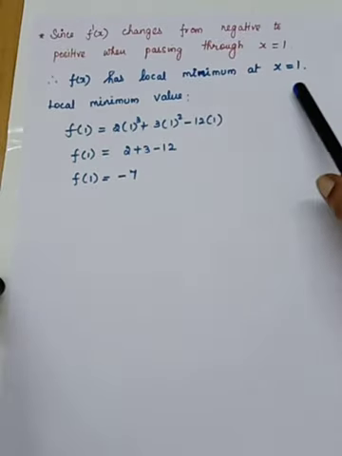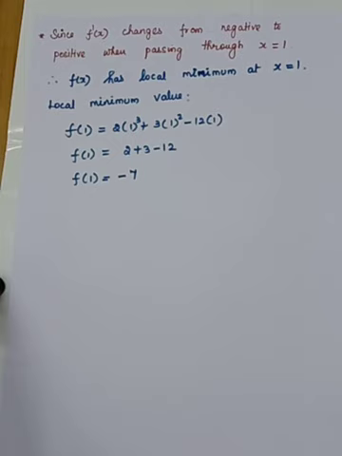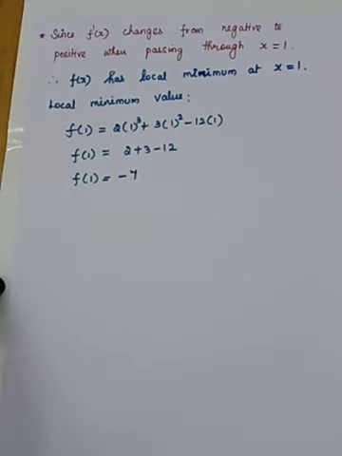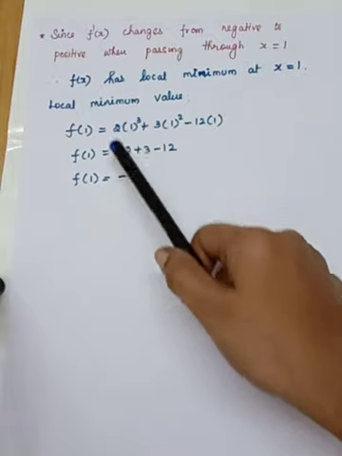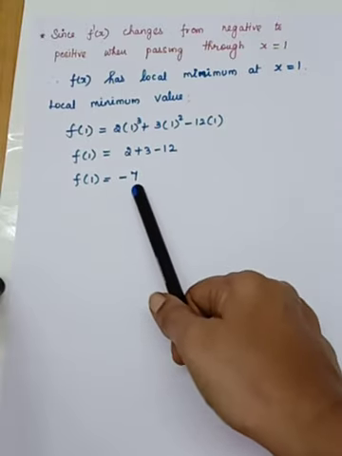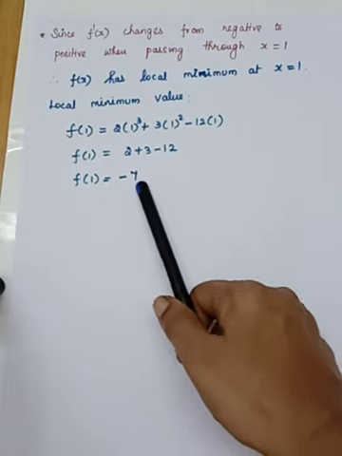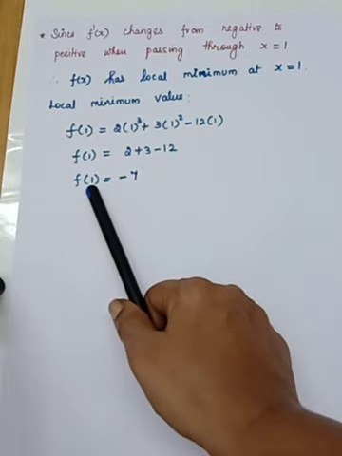So we located at what value of x we are getting local minimum. Then you are going to find the local minimum value. That means x is equal to 1 has to be substituted in f of x. So when I substitute, I am getting the value minus 7. So this is the local minimum, and it is obtained at x is equal to 1.